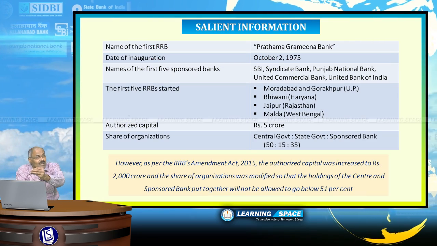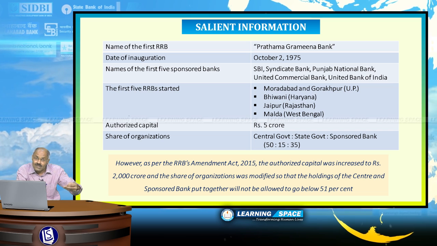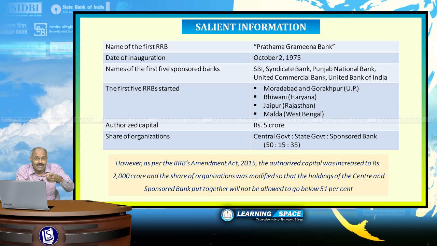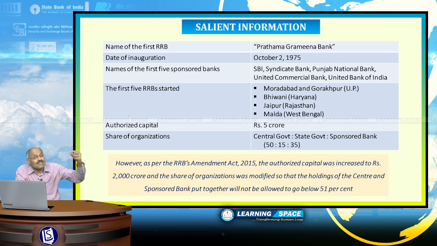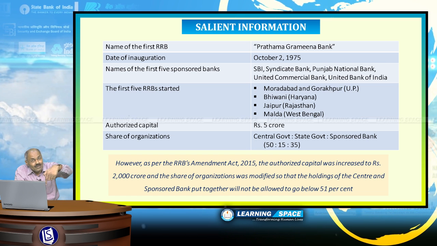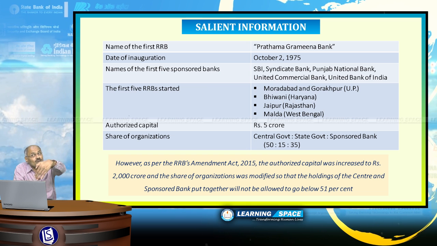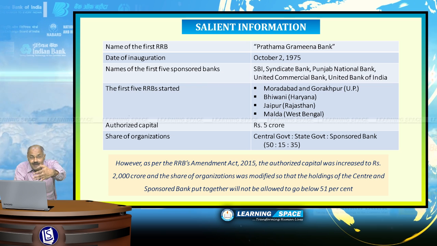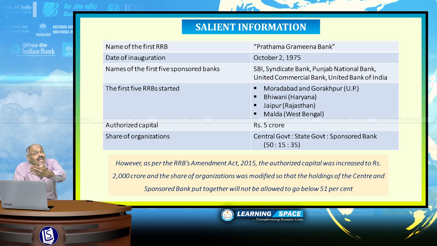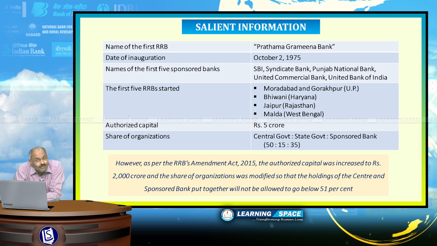First RRB, Prathama Gramin Bank. Date of inauguration: October 2nd, Gandhi Jayanti Day, in the year 1975. Please don't forget, at that time, India was under emergency, and the first 5 sponsored banks I have given there. And please don't forget, United Commercial Bank, subsequently its name got changed to UCO Bank.